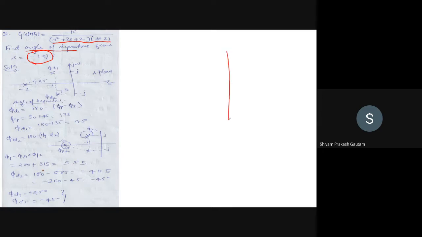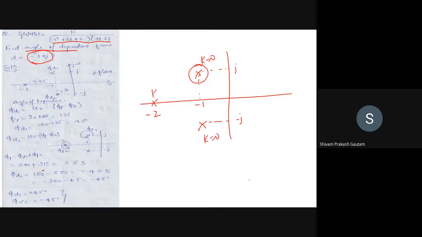So if I draw the s plane, we are having one pole at -2, one pole here, another pole here. So this point is -1 and plus j, and this is -1 and minus j. What has been asked is to calculate the angle of departure for this pole. Why angle of departure? Because the root locus branch will start from here, that is, k is equal to 0 will be here. The value of gain k will be 0 here, right? And it will have 3 root locus branches, and all 3 root locus branches will terminate at infinity.